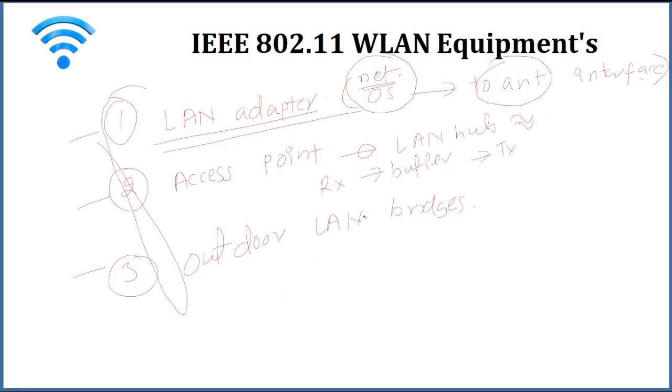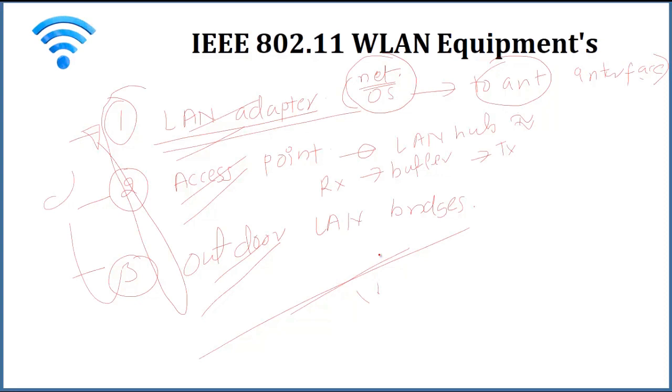Let me revise this LAN equipment again. It should have a LAN adapter, an access point, and outdoor LAN bridges. Not everything is mandatory. Depending upon the requirement these may vary, but in general these three have to be there. Then only it will become a wireless LAN.